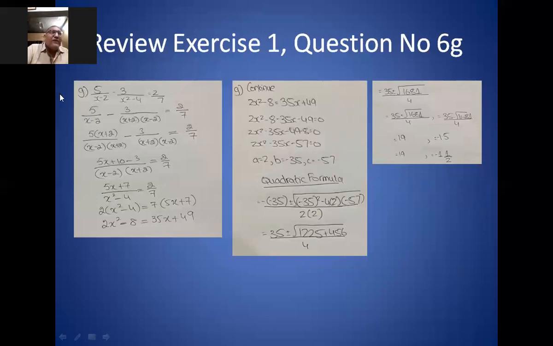So now we are moving to the next question, question number 6, its G part. The question is 5 divided by x minus 2 minus 3 divided by x squared minus 4 equals 2 by 7. So we will have 5 divided by x minus 2. You see this x squared minus 4; remember, this is a very important point. x squared minus 4 is actually x squared minus 2 squared.